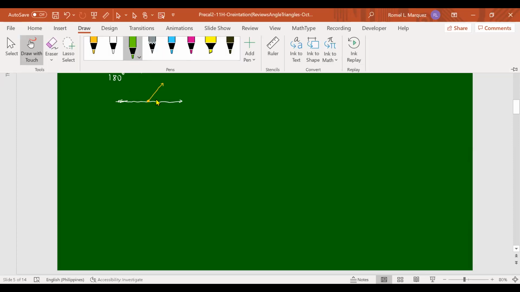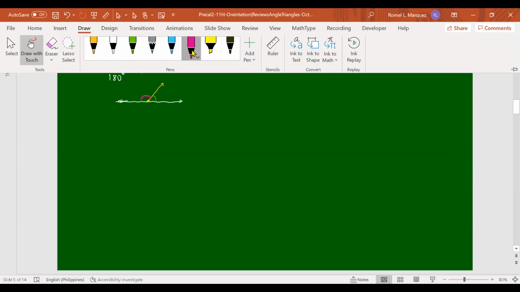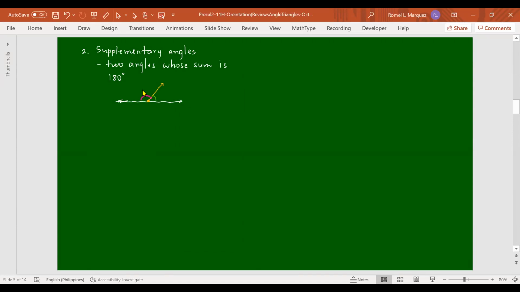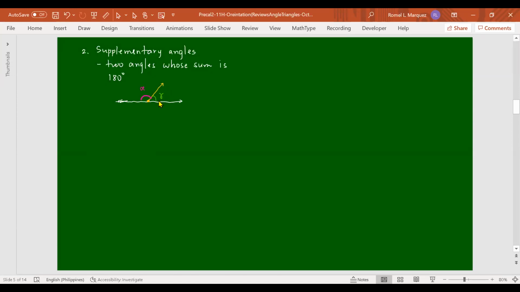So we have, again, this angle, then the other one, this one. So this is, let's say, alpha, and then let's say this is gamma. Is it gamma? That name. So this alpha and gamma are supplementary angles. Okay? So the sum is 180.